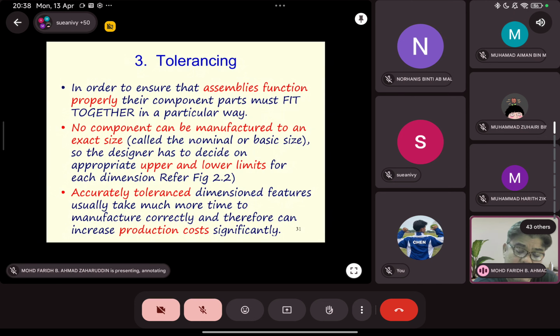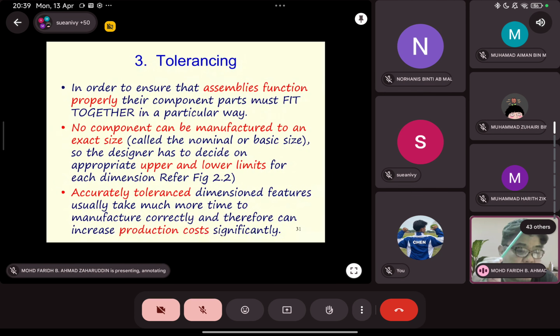That's why the second statement mentions that no component can be manufactured to an exact size. Exact size in our study is known as the nominal or basic size. What is the nominal size, what is the basic size? If you have 20.250 millimeters, the nominal size, or basic size, is 20 mm. The value after the decimal point will not be counted.